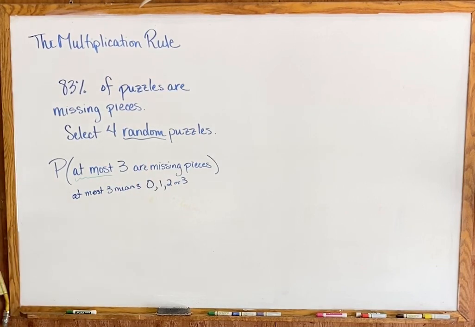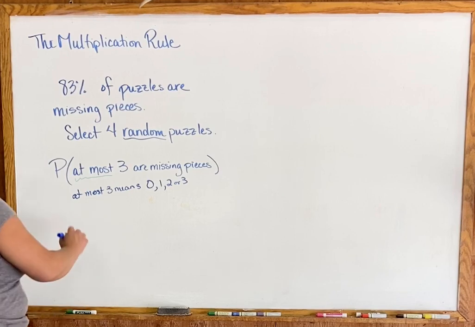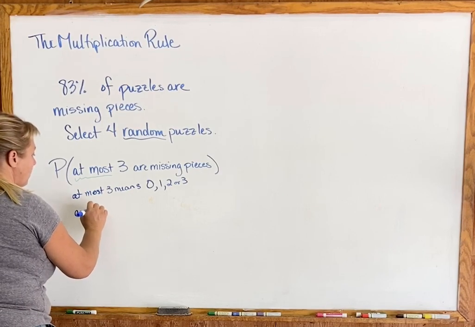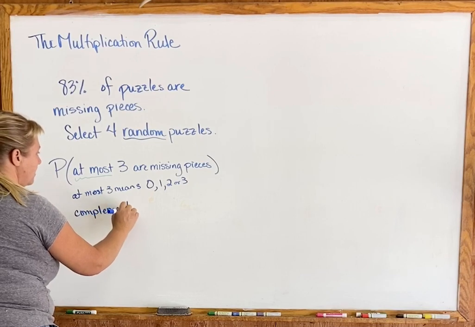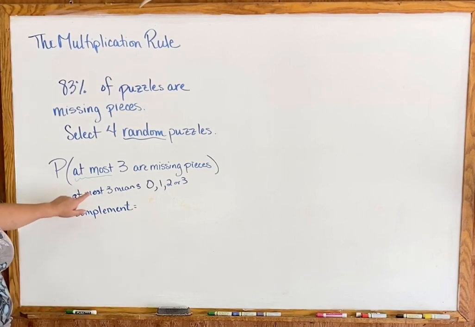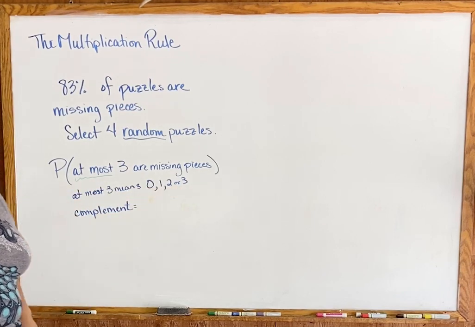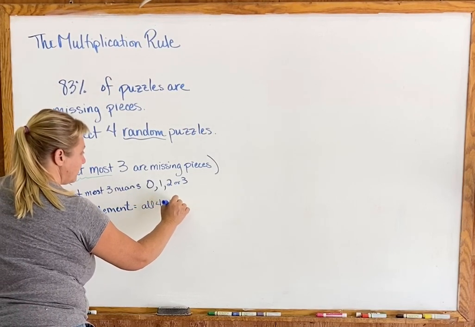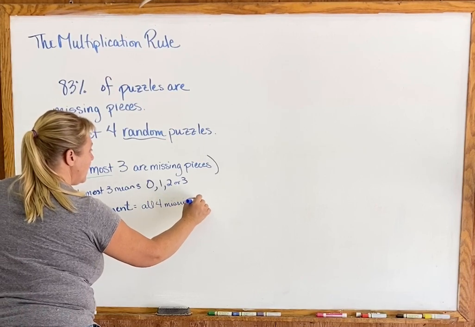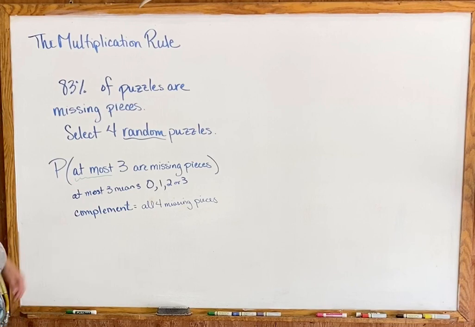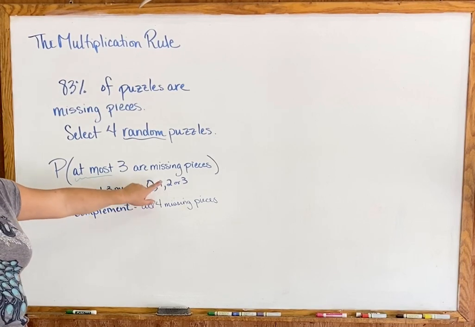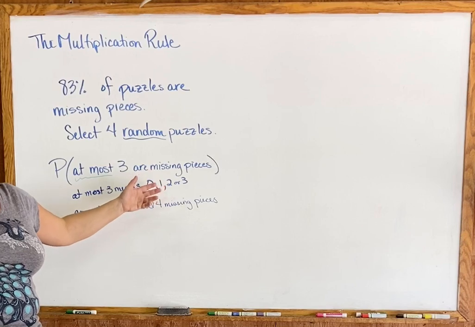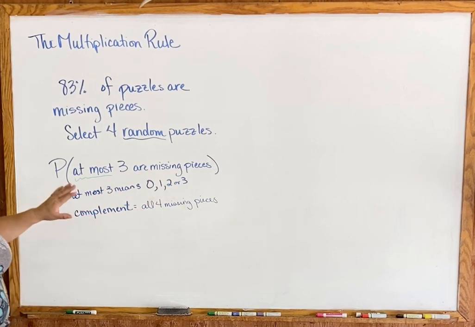So instead, it might be easier to look at the complement. So remember, if we're talking about 4 random puzzles, at most 3 means 0, 1, 2, or 3. What's the only other option? Wouldn't it be all 4? So all 4 are missing pieces. Now, which one of these do you think is going to be easier to calculate? Do you want to calculate the probability of 0, the probability of 1, the probability of 2, the probability of 3? Because that's a whole bunch of little problems, right? Or would it be easier to just figure out what the complement is?